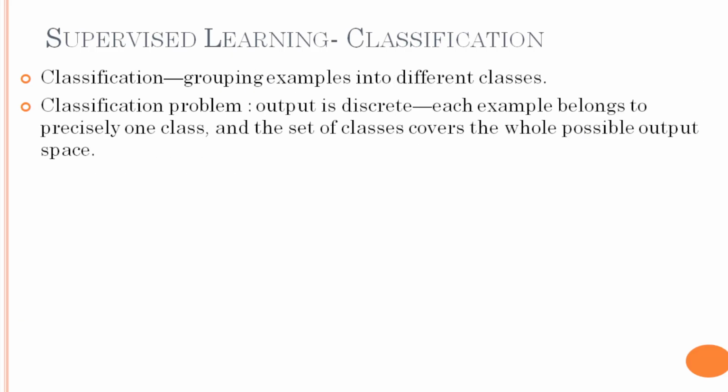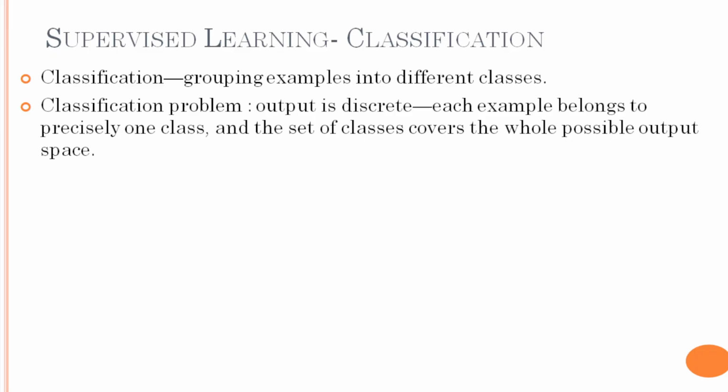The other type of supervised machine learning is called classification. In classification, our algorithms group examples into different classes. The classification problem consists of taking input vectors and deciding which of n classes they belong to based on training from exemplars of each class.